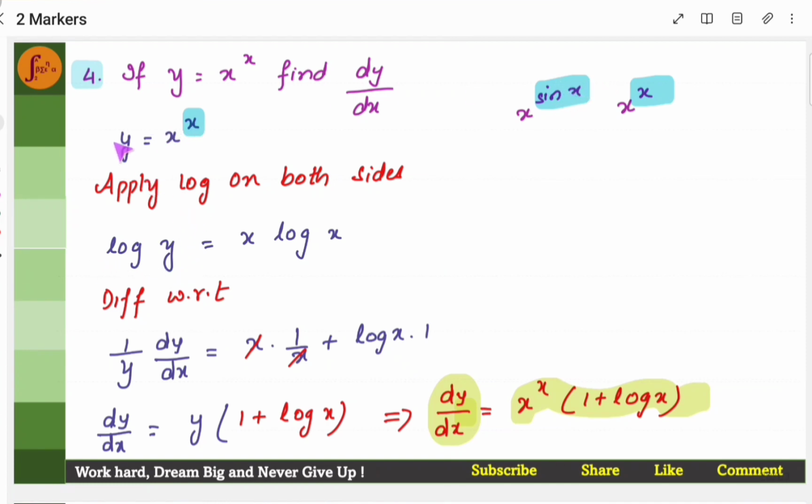When I apply log, it will be log y. And you have a logarithmic property: m to the power n can be written as n log m. So I'll use this property here. It will become x log x. This is the power. So x log x. Now I differentiate this way. Here I will get 1 by y. Substitute instead of y the original expression, which is x to the power x.